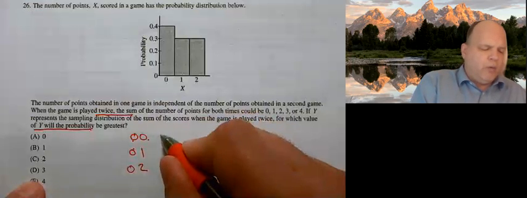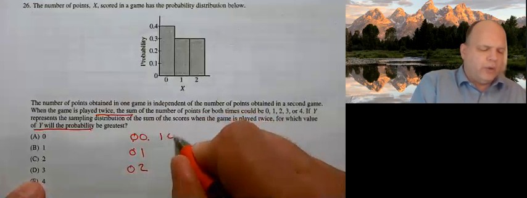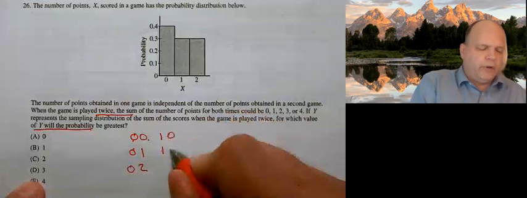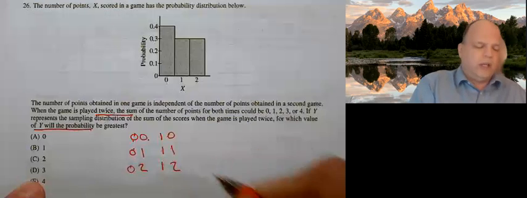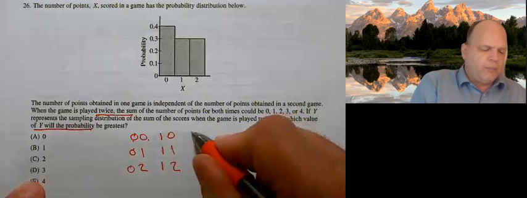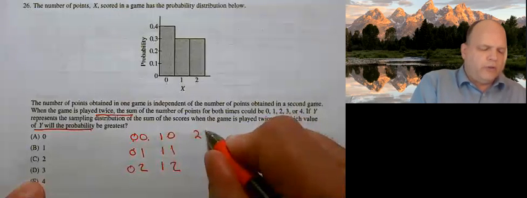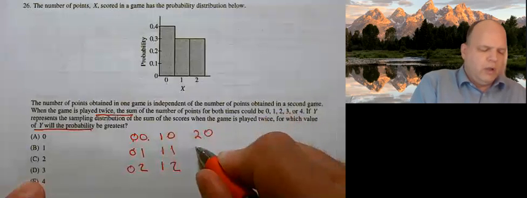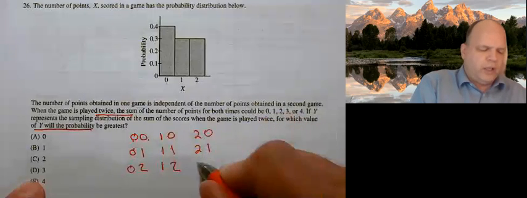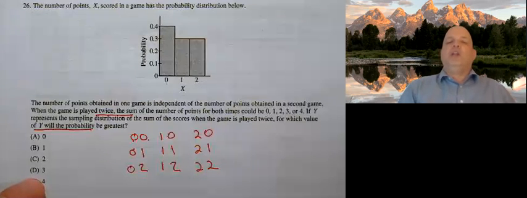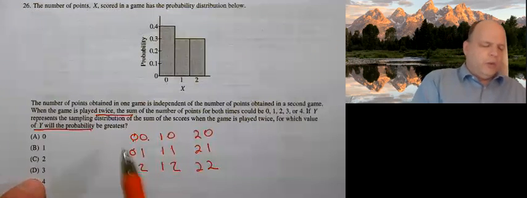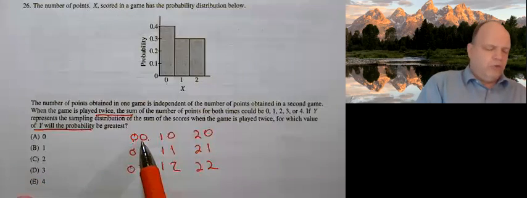Or I could get a 1 on the first game and a 0 on the second game, a 1 on the first and 1 on the second, 1 on the first and 2 on the second, or I can get 2 on the first, none on the second, 2 on the first, 1 on the second, or I can get 2, 2. So those are my combinations. And 0 plus 0 sums to 0.